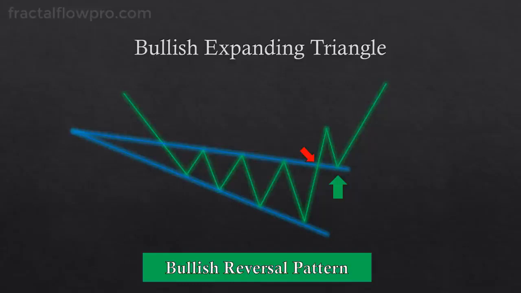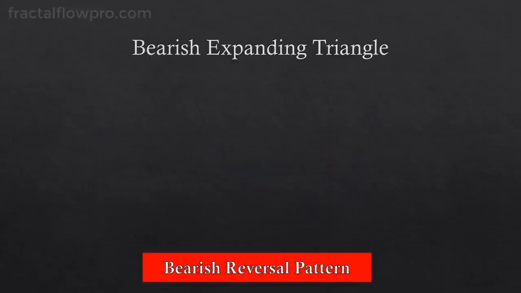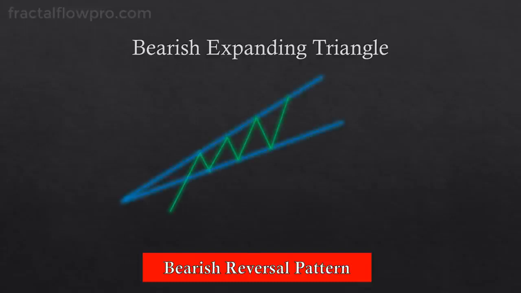Next, we also have the bearish expanding triangle, which is a bearish reversal pattern, meaning that price will be going up, and then the expanding triangle will appear to signal a reversal to the downside. This chart pattern receives this name because it describes a series of expanding price movements or a progressive increase in volatility.